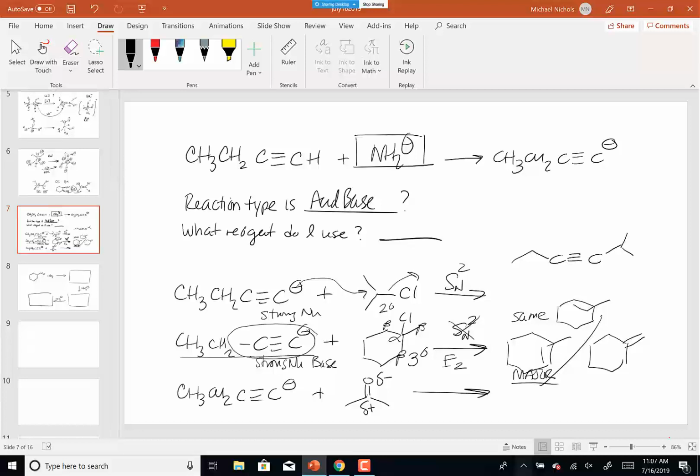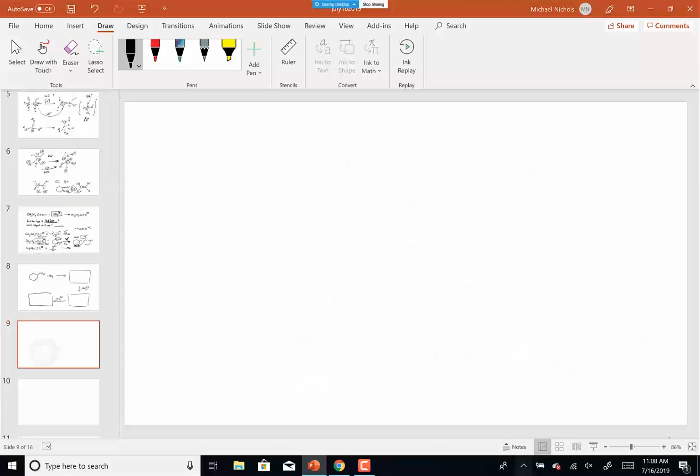Everybody okay with that so far? Then the other reaction of an alkynyl anion is with a carbonyl. Now this is new. And if we're looking at this going, I don't know what to do. Well, what do I know about this? It's a strong nucleophile. So what does it want to react with?